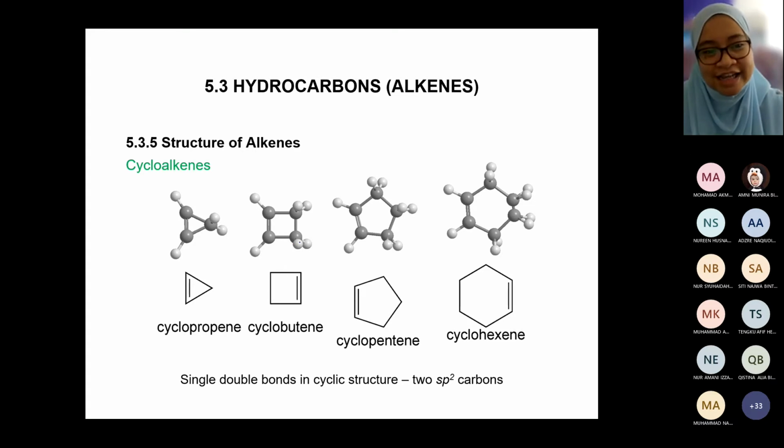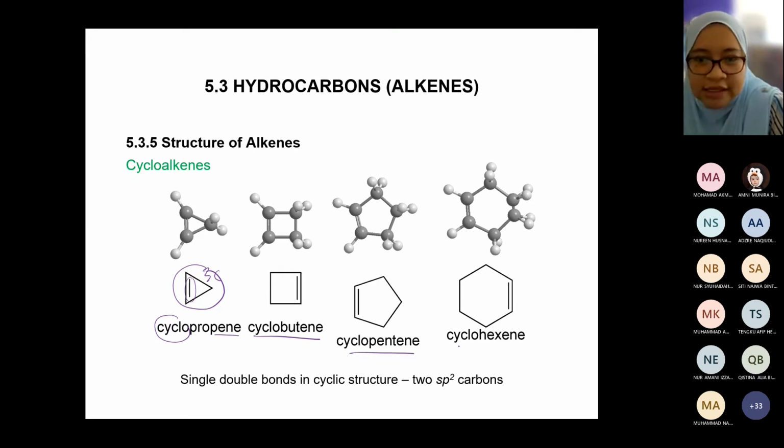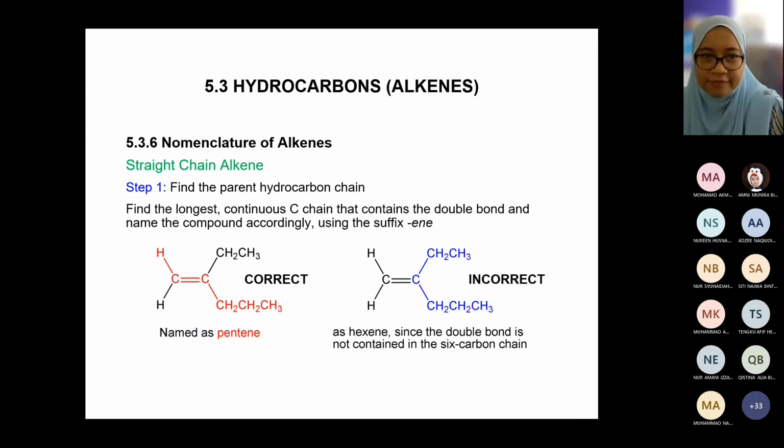That means in the cyclic form, we have at least one double bond in it. Like this one, we have 3 carbons, but we do have one double bond in it. Therefore, it is named as ENE. It ends with ENE. Cyclopropene. Don't forget the cyclo because this is cyclic form. Cyclopropene, cyclobutene, cyclopentene, cyclohexene. This one 6 carbon, this one we have 5 carbon, this one we have 4 carbon. Okay, naming, nomenclature. Let's settle nomenclature so that tomorrow we will start with reactions right away.